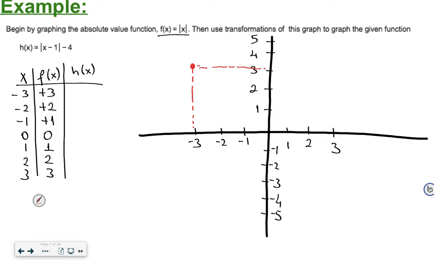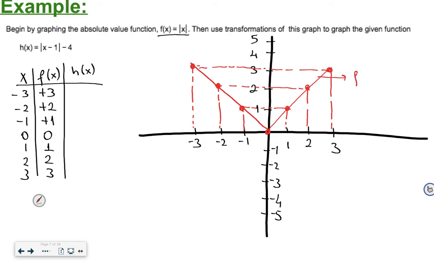Second one is negative 2 and positive 2. And next one is negative 1 and positive 1. Next is 0 and 0, positive 1 and positive 1, positive 2 and positive 2, positive 3 and positive 3. If you connect those points, you will get your f of x function. I did graph my f of x.